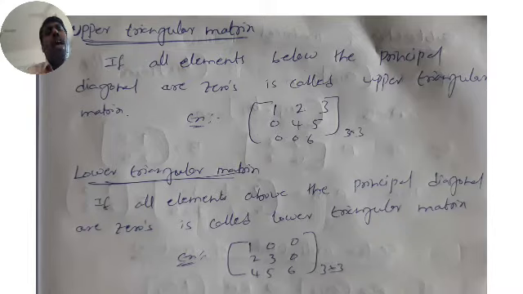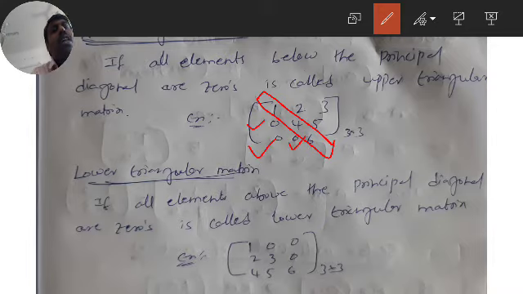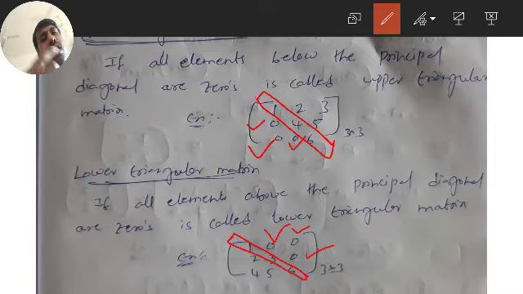Next one, upper triangular matrix and lower triangular matrix. If all elements below the principal diagonal are zeros, then it is called upper triangular. If below elements are zeros, then we call it upper triangular. If all elements above the principal diagonal are 0, then we call it lower triangular. Lower triangular means the above elements are 0 and upper triangular means the below elements are 0.